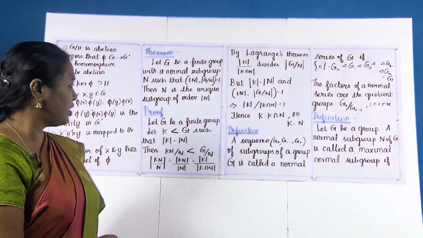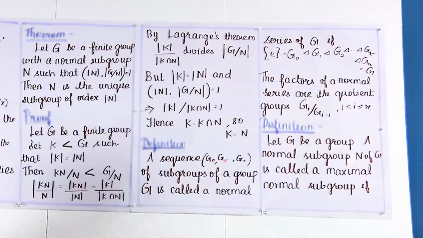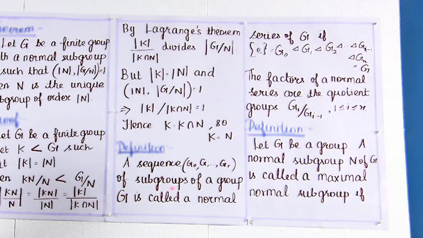Let us see a definition now. A sequence G0, G1 and so on up to Gr of subgroups of a group G is called a normal series of G if the identity element is equal to G0, a normal subgroup of G1, G1 is a normal subgroup of G2 and so on up to Gr, and all of this is equal to G. The factors of a normal series are the quotient groups Gi by Gi minus 1, where 1 less than or equal to i less than or equal to r. So, this is the normal series where one is nested within the other.